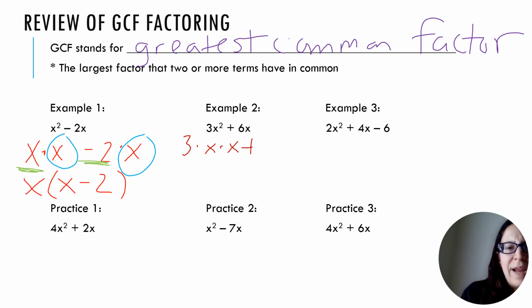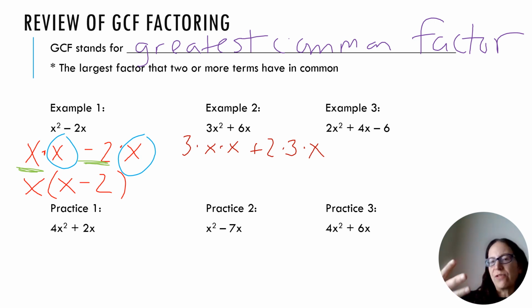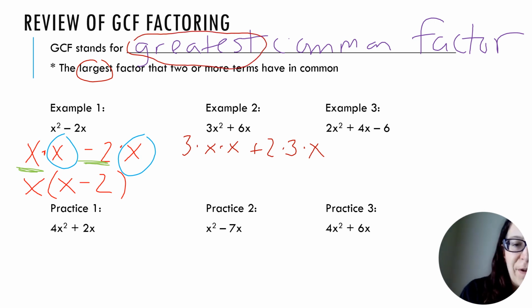And then we have these 6 and 6 factors into 2 times 3, and then we have the x there. And so this one's just got more stuff in it. So 3x squared is 3 times x, and 6x, the 6 factors into 2 times 3, so you have 2 times 3 times x.